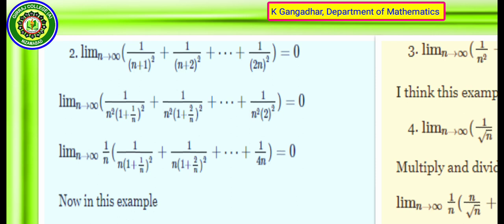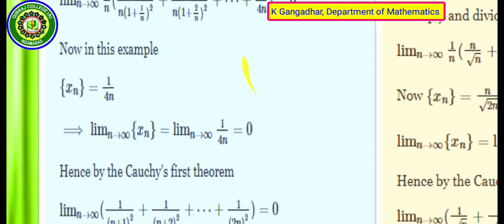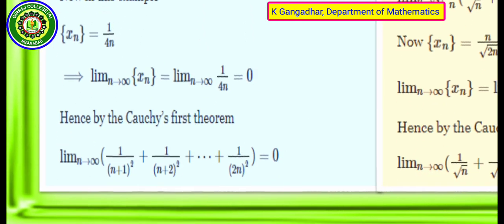Then the limit is of the form 1 by n into 1 by n, where n square is common. So that is 1 by n into 1 plus 1 by n whole square plus 1 by n into 1 plus 2 by n whole square, and in this way we define it. In the sequence the last term is 1 by 4n. We find the limit of 1 by 4n, and limit n tends to infinity 1 by 4n is 0. Therefore by Cauchy's first theorem the total sequence limit is 0.